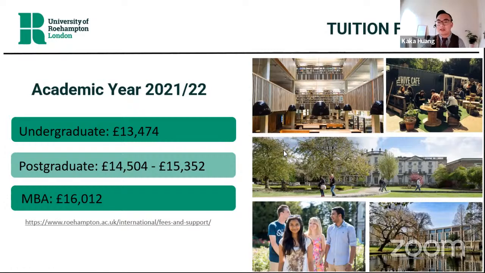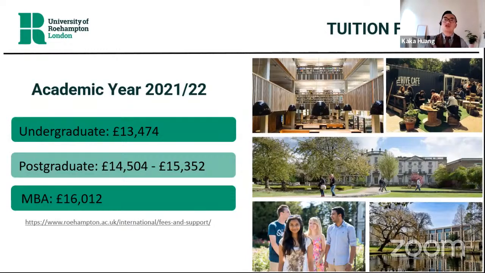What you're looking at is the average tuition fees for our undergraduate programs and also our postgraduate programs. Based on our historic data, most of the Japanese students normally come here to do a postgraduate. So if you look at the postgraduate tuition fees, this is the range you would most likely be paying: £14,504 to £15,352.